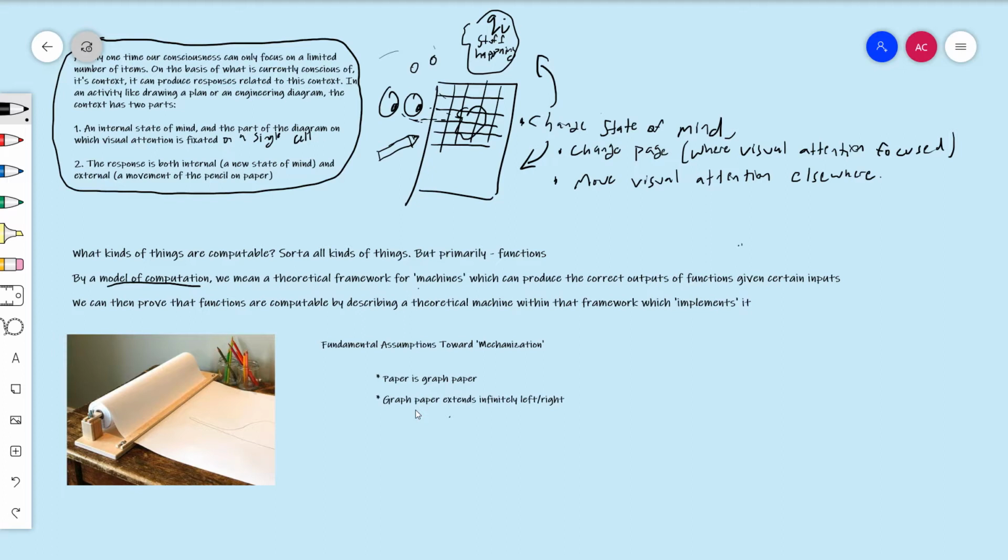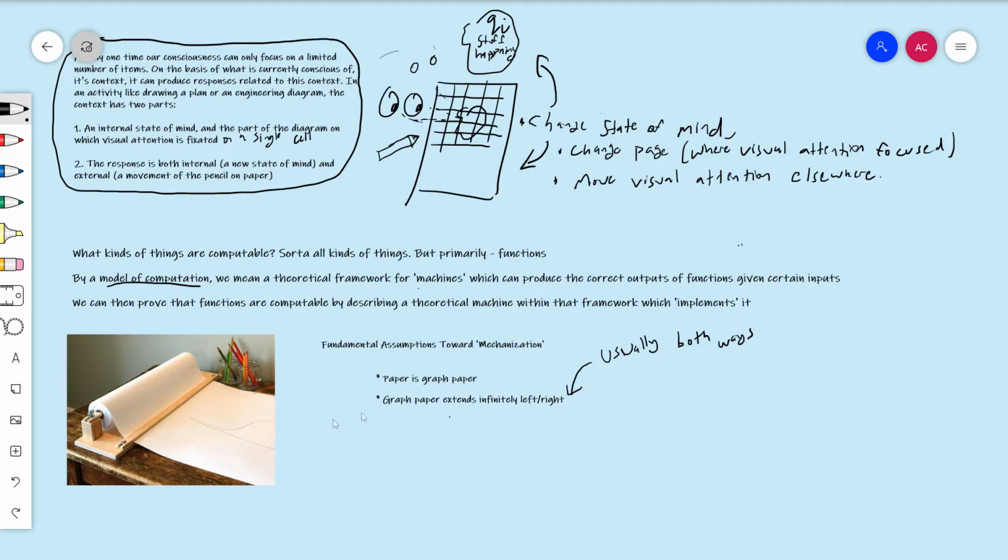When I say infinitely left, right, I want to add the caveat. We're going to say some various things. Usually both ways. But it doesn't really matter. One of the things we'll prove is that we just need it to be infinite in one direction. But the standard model usually ends up being that the graph paper goes infinitely in both directions.